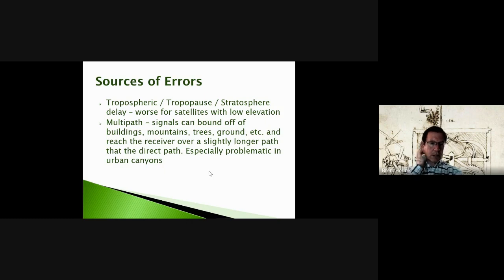One way of dealing with it is to use a directional antenna that is only looking up and has very little response towards the sides, and you're more likely to catch that main direct path, but still a problem.